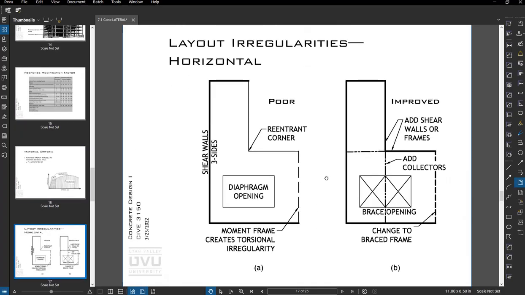Okay, I've also added some slides on irregularities. If we have reentrant corners or big openings, we need to address that by making things compatible. For this case here, I have a moment frame along here, but shear walls on the other sides. Maybe we change this to a brace frame so it's similar stiffness.